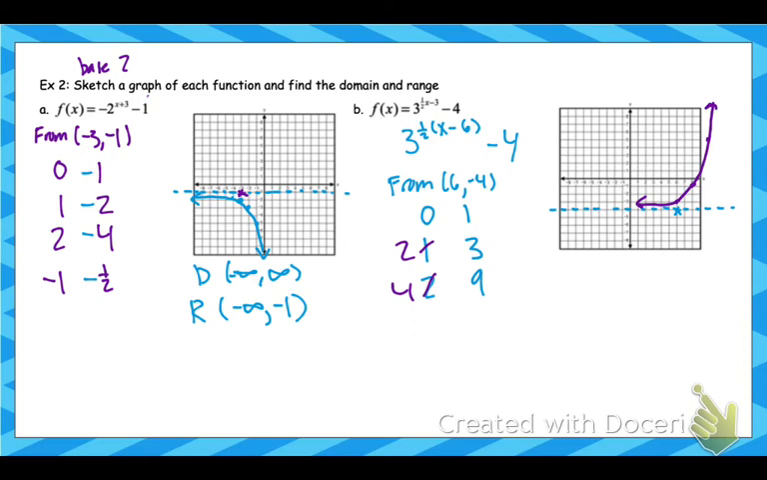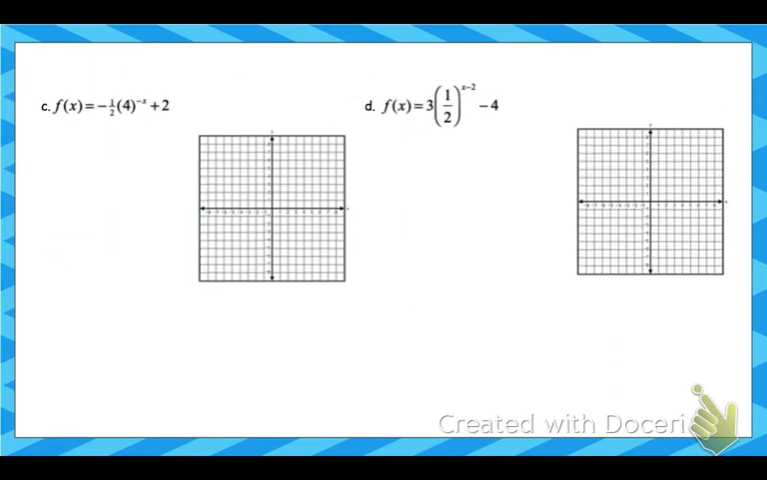And I have my exponential function. Domain, again, all of these is going to be the domain. My range would be from -4 to infinity. All right, let's try a couple more. So on this next one, if you feel pretty comfortable, pause the video, try this one on your own.